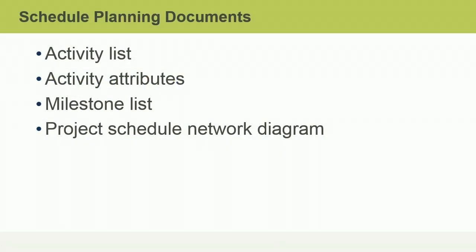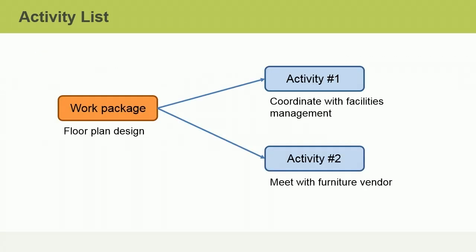During schedule planning, in addition to the schedule management plan, several important documents are created which are ultimately used to create the project schedule. The schedule planning documents are the activity list, activity attributes, the milestone list, and the project schedule network diagram.